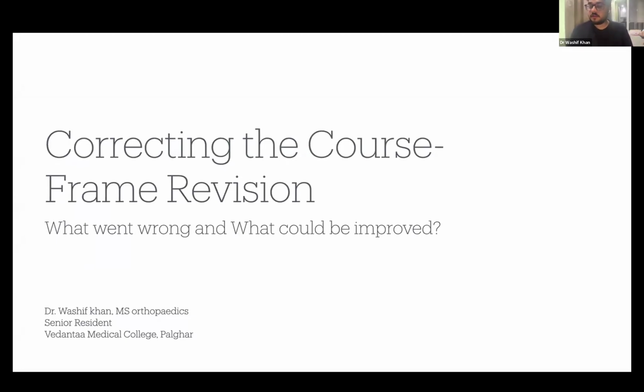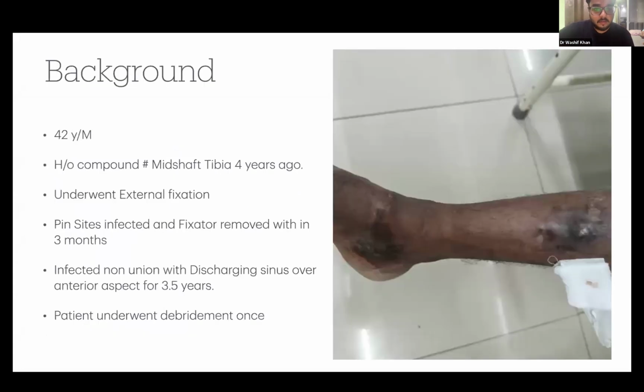Okay. Good morning, faculty and seniors. The advice that I'm seeking today is for a case of infected non-union shaft tibia managed by Ilizarov ring fixator. The patient is a 42-year-old male with history of RTA 4 years ago, leading to compound fracture shaft tibia, for which he went for external fixation.